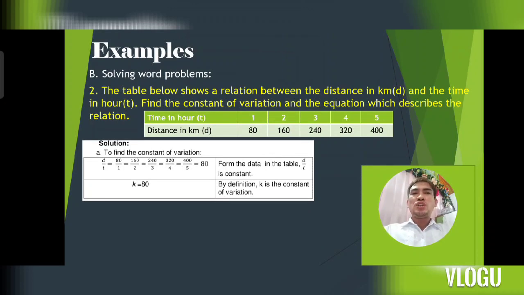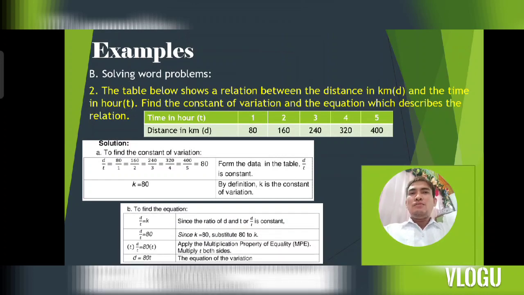To find the constant of the variation, you will apply d over t. So d, the distance, over the time, is 80 over 1, 160 over 2, 240 over 3, 320 over 4, 400 over 5. In simplest form, 80 divided by 1 gives you 80. 160 divided by 2 gives you 80, and so on, as well as 400 divided by 5. That will give us 80. So from the data in the table, d over t is our constant. K, therefore, is equal to 80, by definition of k, the constant of the variation.